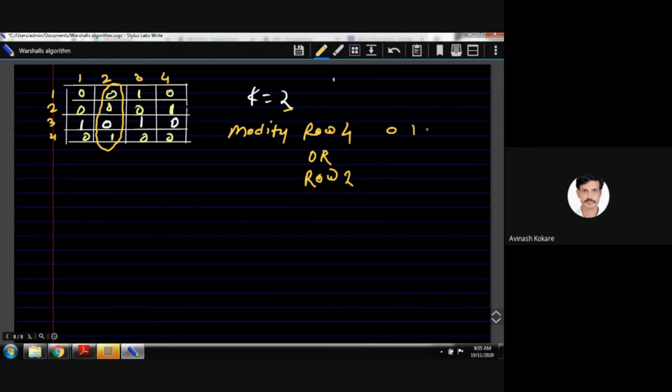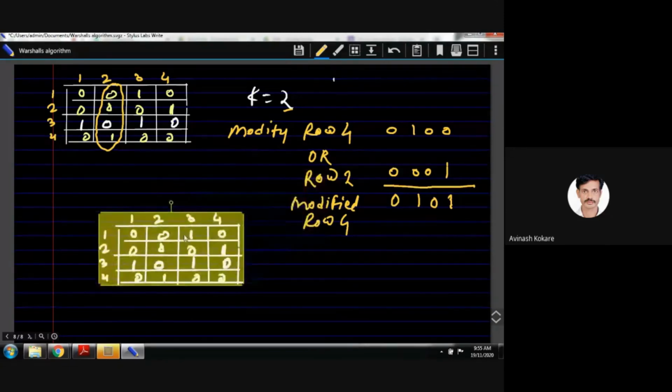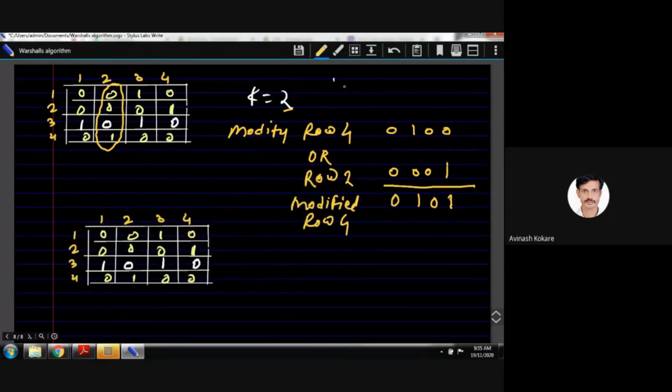So what is row 4? 0, 1, 0, 0. And what is row 2? Row 2 is 0, 0, 0, 1. So just OR it: 0, 1, 0, 1. So this will be the modified value for row 4. Okay, so just modify this row number 4. The modified value is 0, 1, 0, 1.